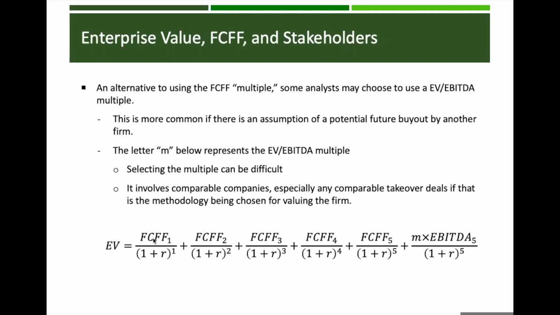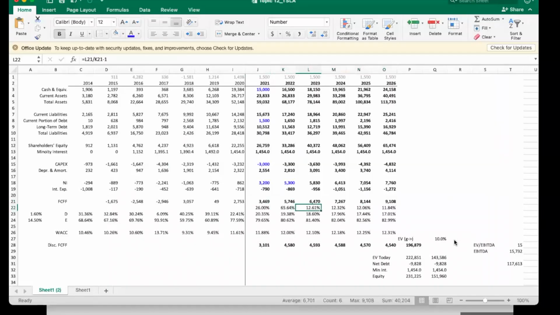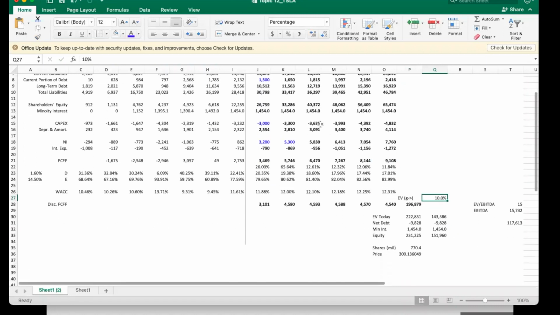You're making lots of assumptions to get the free cash flows of the firm, and then finally getting to the EBITDA and that final point, and lots of assumptions about what the growth rate should be. If we changed our growth rate, where's our growth rate? Our growth rate cannot be above 12.31%. And it's very dangerous to change your growth rate to be even close to 12.31%.